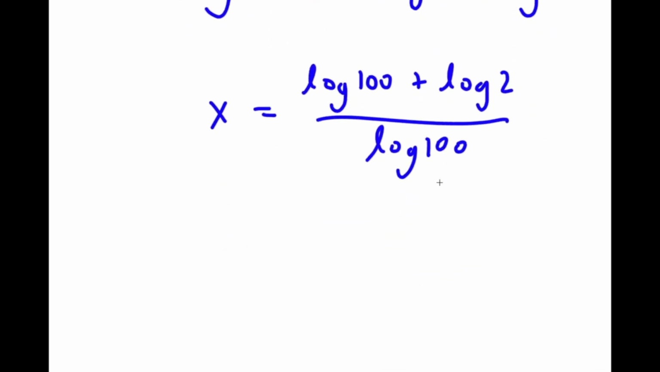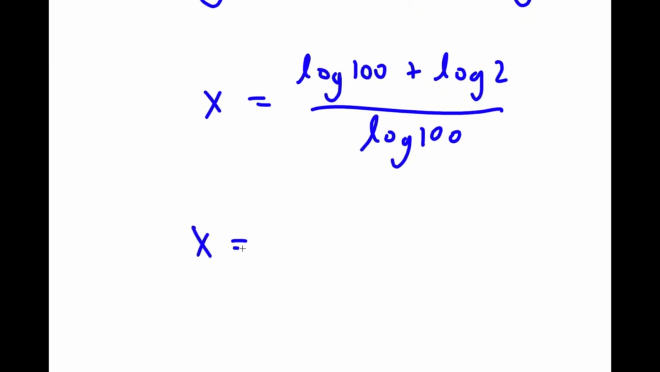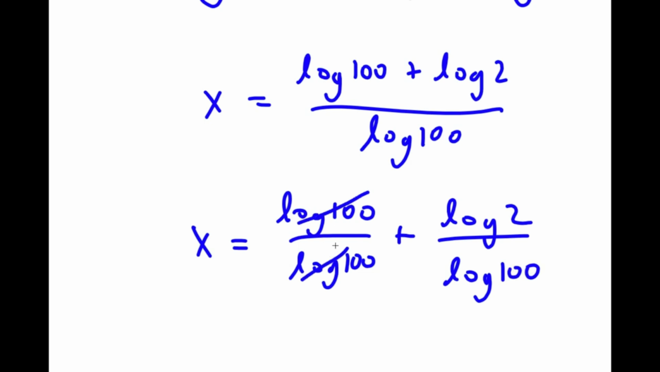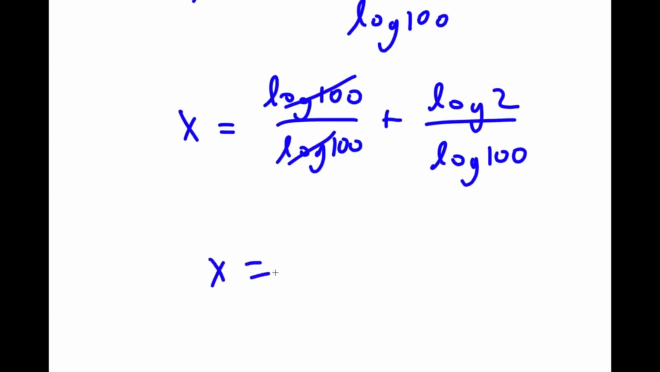Now, log 100 plus log 2 over log 100, that's the same thing as log 100 over log 100 plus log 2 over log 100. And log 100 over log 100, those two simply cancel out. So now I have x is equal to 1 plus log 2 over log 100.